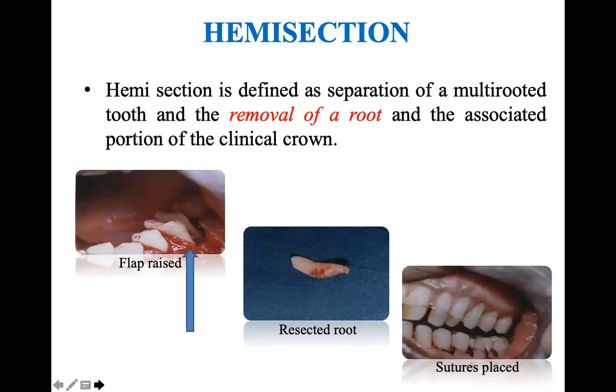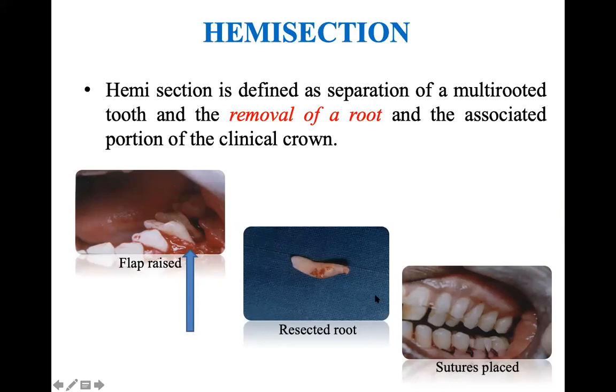Hemisection. Hemisection is defined as separation of a multi-rooted tooth and the removal of the root with the associated portion of the clinical crown. Here, this arrow, you can see that this is a lower mandibular first molar. Here, the tooth is separated by a bur cut in two parts. Out of these two parts, one part along with the crown part we have removed. So this is a complete hemisection. That is, you have divided this tooth in two parts and one part you have removed.